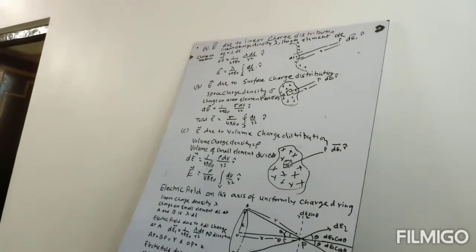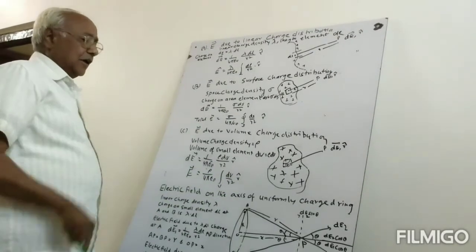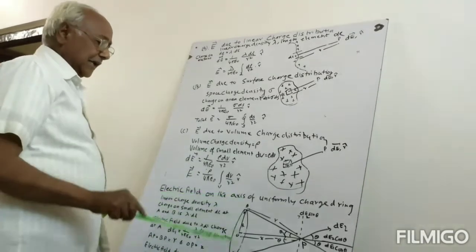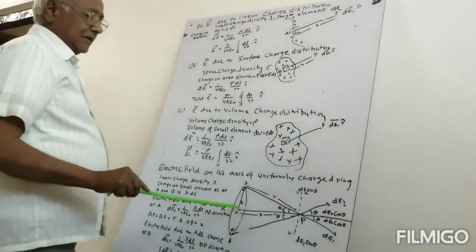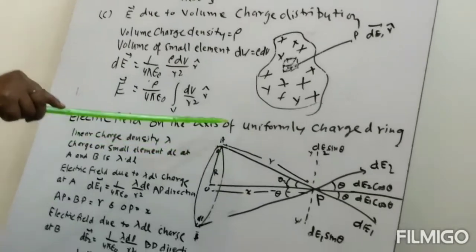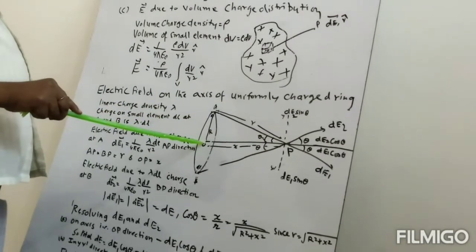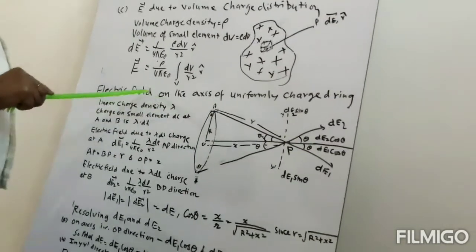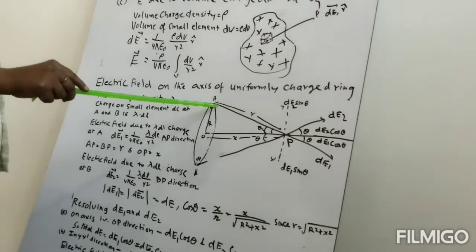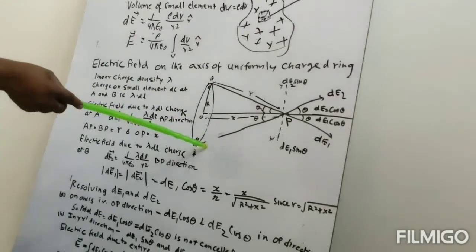Now we will use this method to find the electric field due to a ring which is uniformly charged. If we take a ring whose radius is capital R, and the charge given to this ring is capital Q, then this charge will be uniformly distributed on this ring. The linear charge density on the ring, lambda, will be equal to total charge Q divided by 2 pi R, which is the circumference or the length of the conductor.